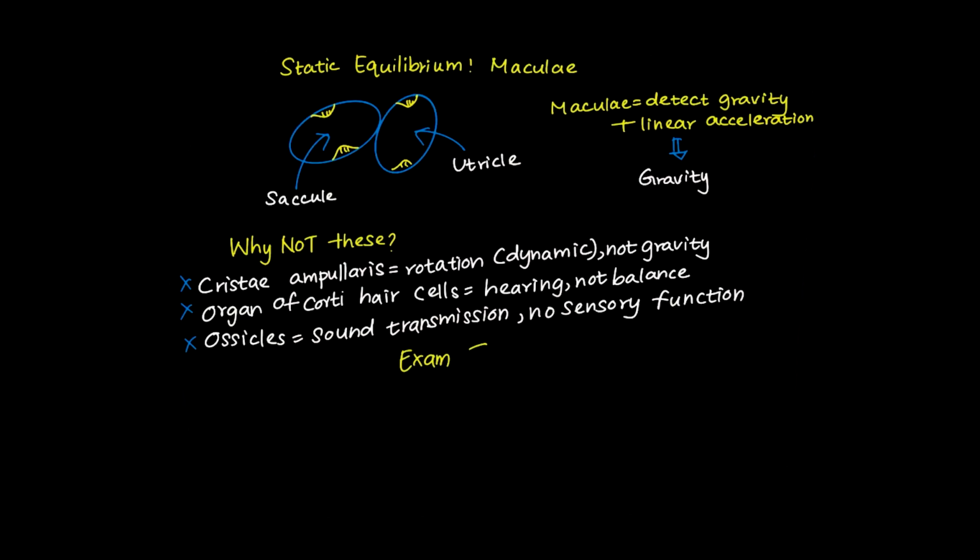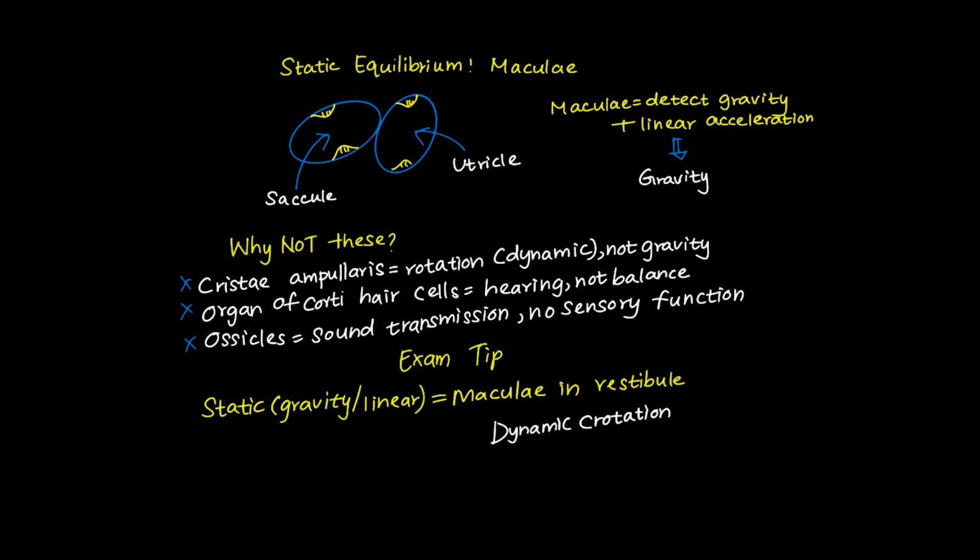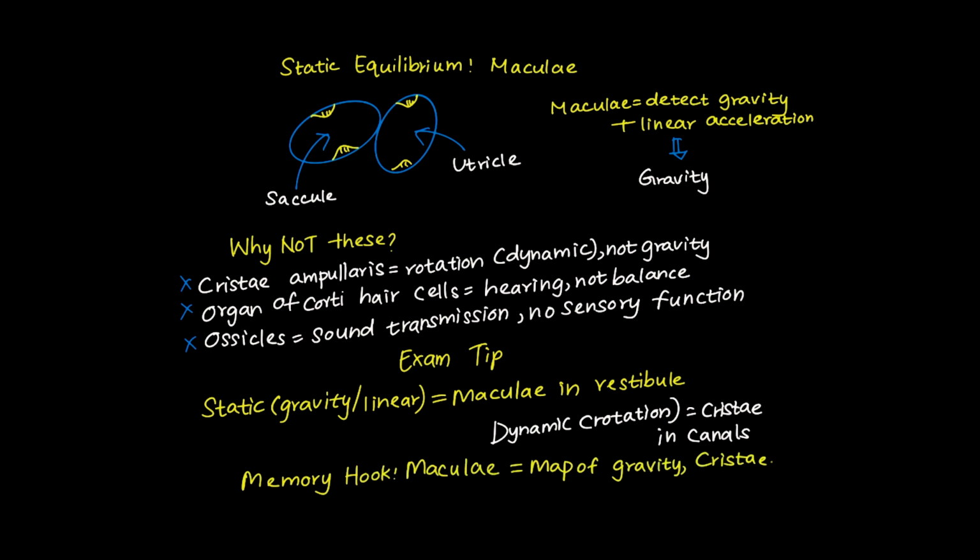Here's a WGU D312 OA exam tip for you. Static equilibrium and gravity detection equals maculae in the vestibule. Dynamic equilibrium and rotation equals cristae in the semicircular canals. Quick hook. Maculae equal gravity map. Cristae equal rotation circles.